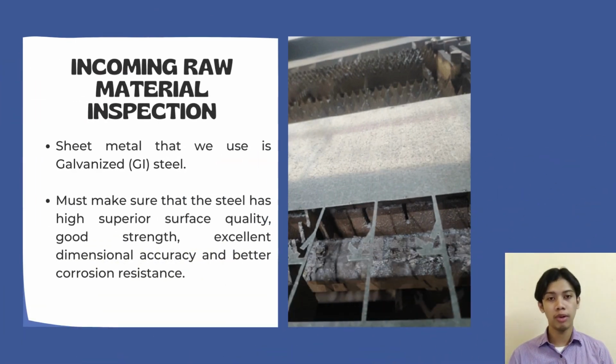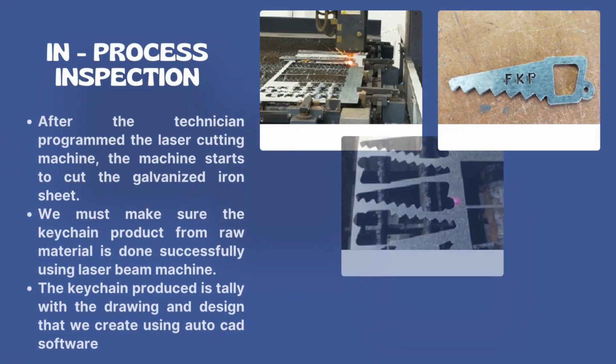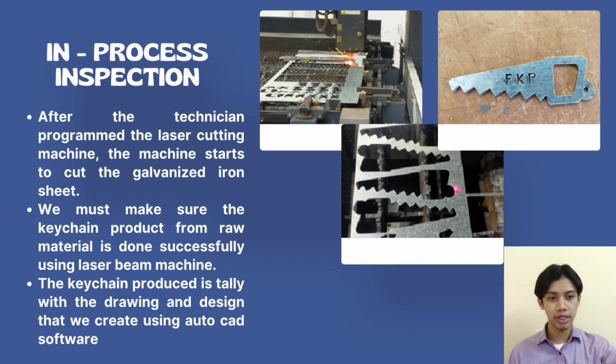Next, I would like to talk about material inspection. The first is incoming raw material inspection. The sheet metal that we use is galvanized steel. In this inspection, we must make sure that the steel has superior surface quality, good strength, excellent dimensional accuracy, and better corrosion resistance. Next is in-process inspection.